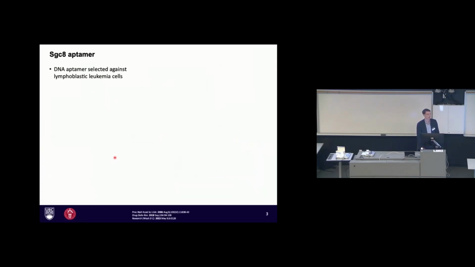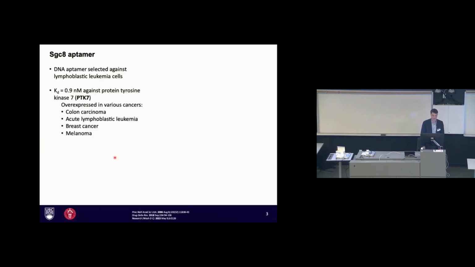So this is the last bit of introduction. There's a specific aptamer I want to talk about called SGC8. This aptamer was originally selected against a lymphoblastic leukemia cell line. It has a very high affinity against protein tyrosine kinase 7, so that's the molecular target of this specific aptamer. And this PTK7 is overexpressed in a range of cancers. It was first discovered in colon carcinoma, but it's probably overexpressed in quite a few cancers.